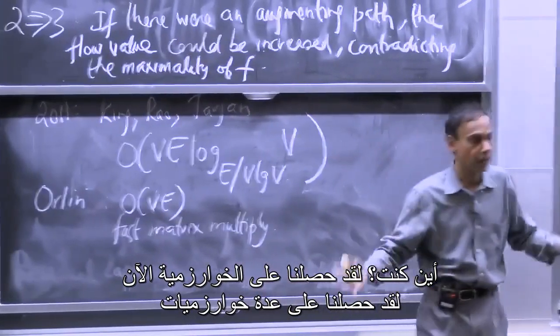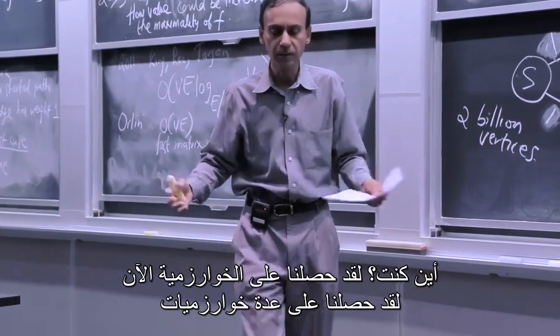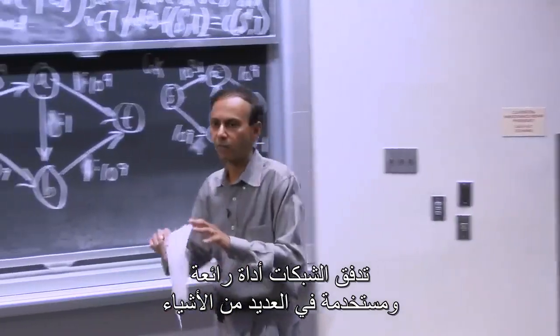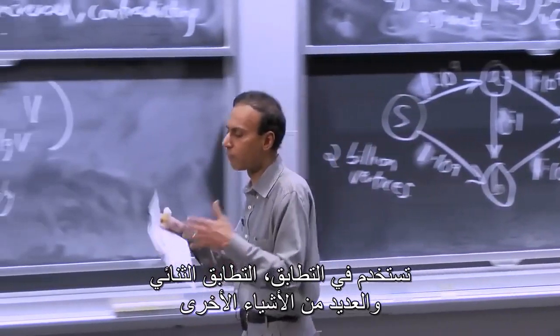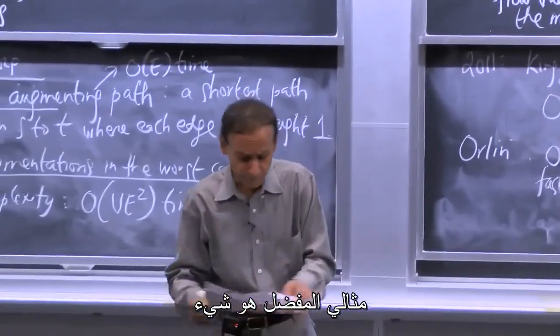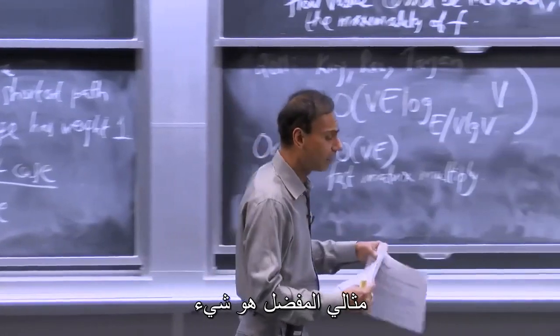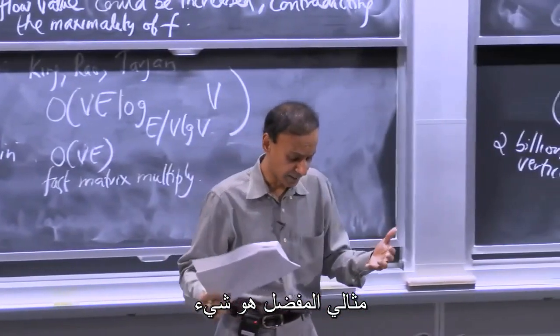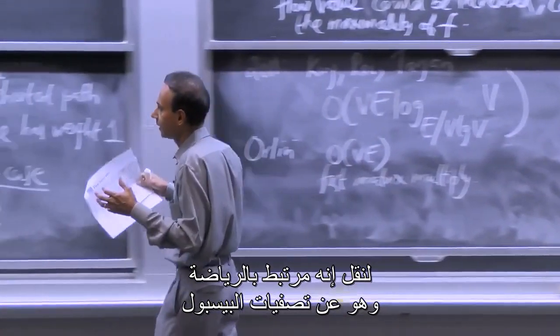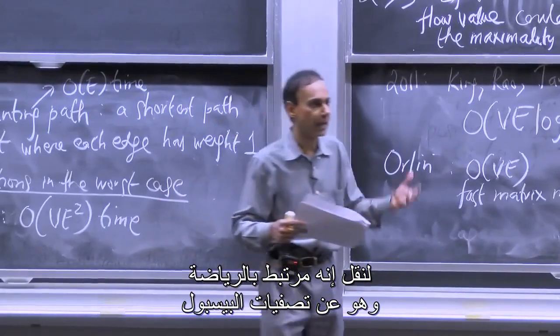Where was I? So we've got a bunch of algorithms now. Network flow is this amazing hammer that's being used in a wide variety of things. It's been used for matching, bipartite matching, all sorts of things. My favorite example is something related to sports, which is baseball elimination.